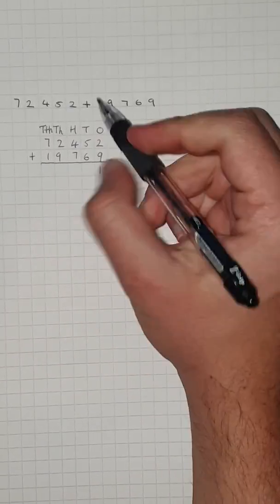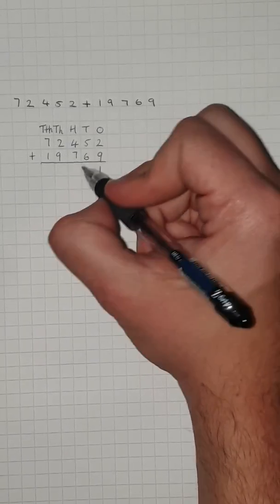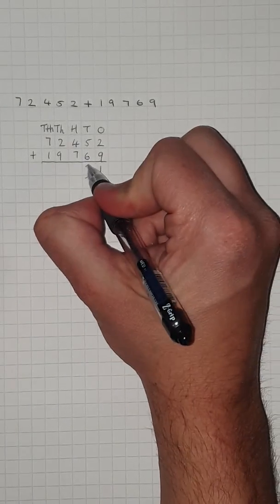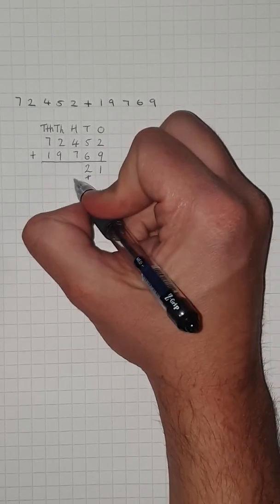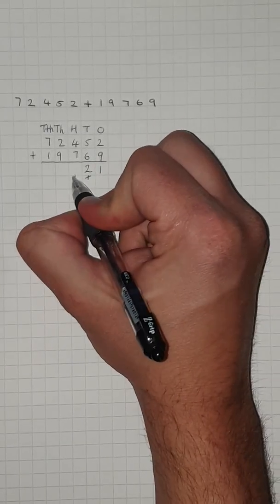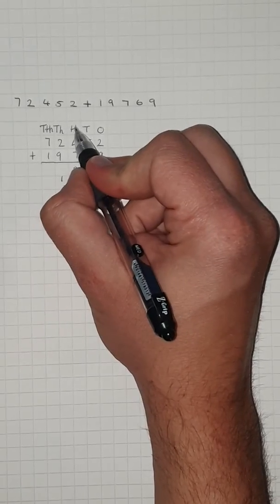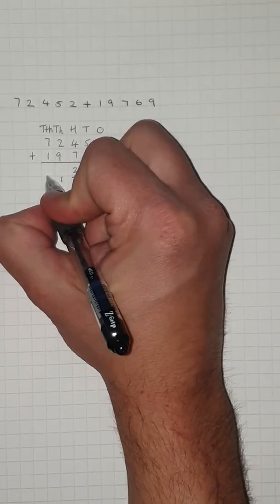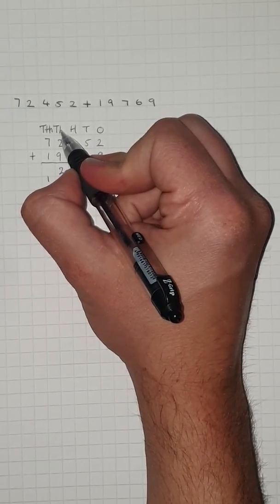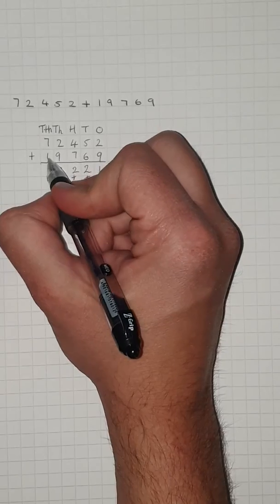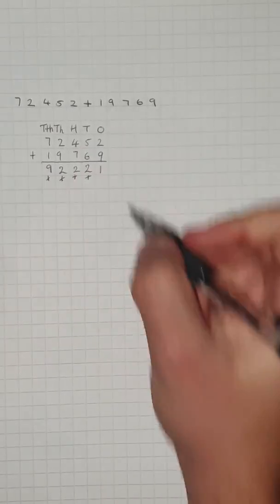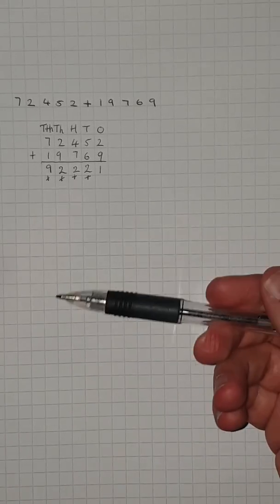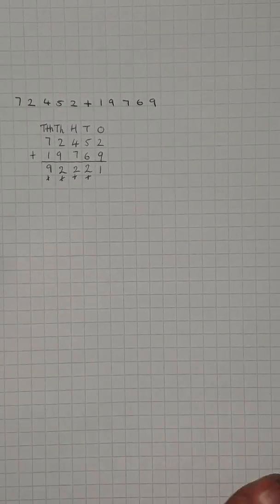2 and 9 is 11, so we put the 1 in there, and the 10 from the 11 we're going to exchange for 10. 5 and 6 is 11, add the 1 is 12, and the 10 we're going to exchange for 100. 4 and 7 is 11, add the 1 is 12, and we're going to exchange the 10 hundreds for 1,000, so we've put 1,000 here. 2 and 9 is 11, add the 1 is 12, and we're going to exchange the 10,000s to 1 10,000. 7 and 1 and 1 is 9. So you should have 92,221.